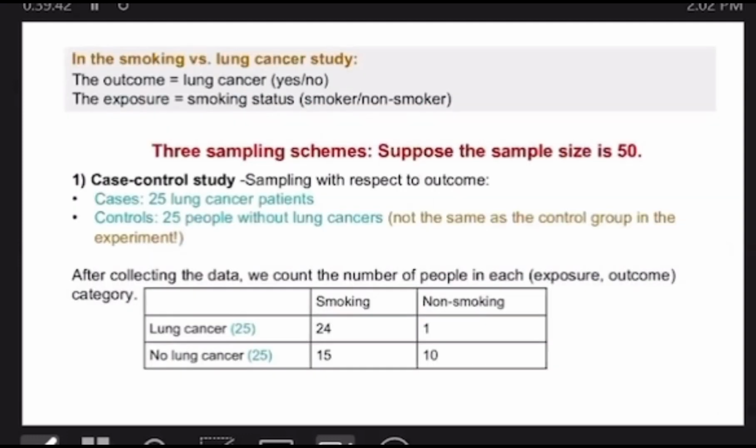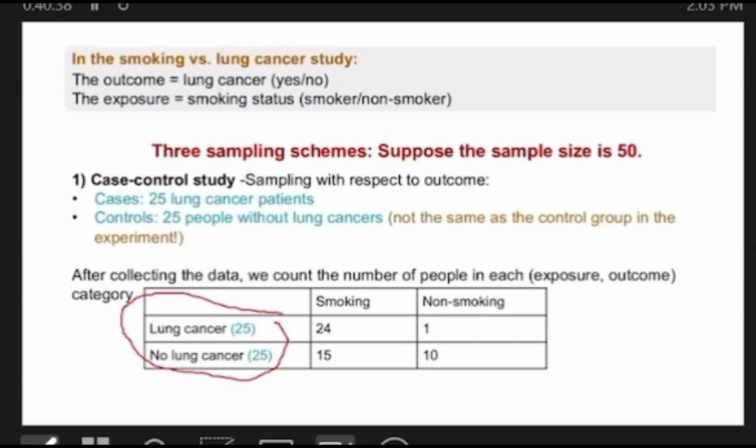Now I'm going to give you an example. Take a look at this. This is an example of case control. Why do I say case control? I underline, take a look at this. You can see 25, 25. It means I identify individuals with the outcome of interest and individuals without the outcome of interest. It means 25 have lung cancer and 25 have no lung cancer. Then we ask them, looking back, whether they have a smoking history or not. This is the case control study. So with the case control study, we are sampling with respect to the outcome.